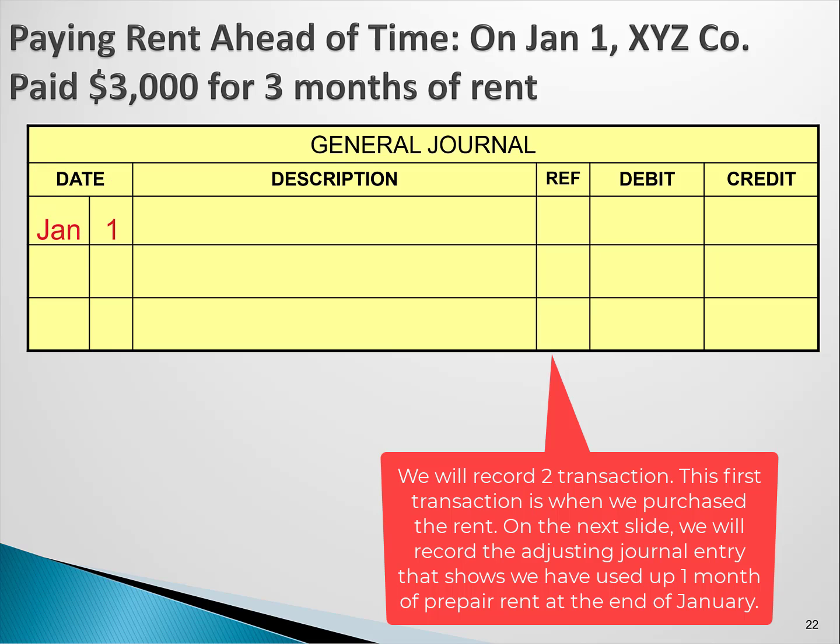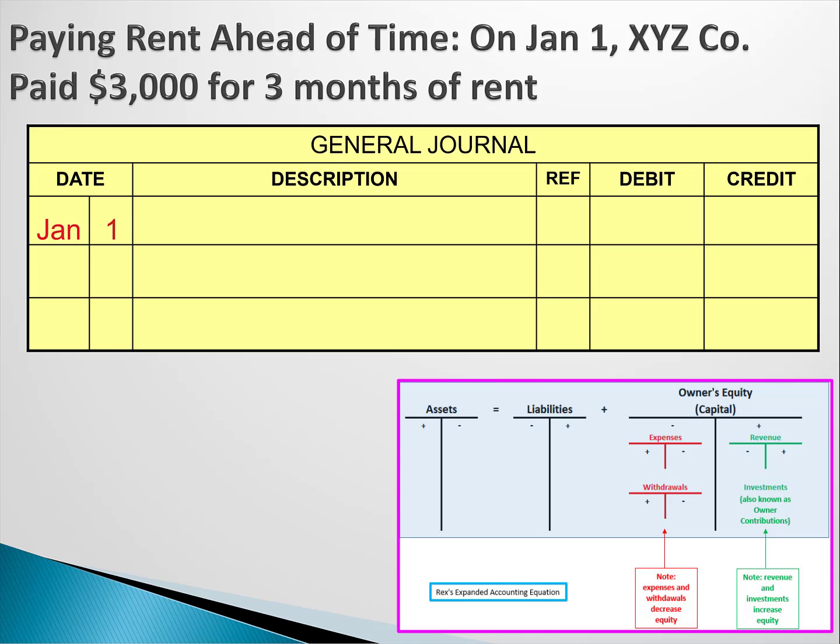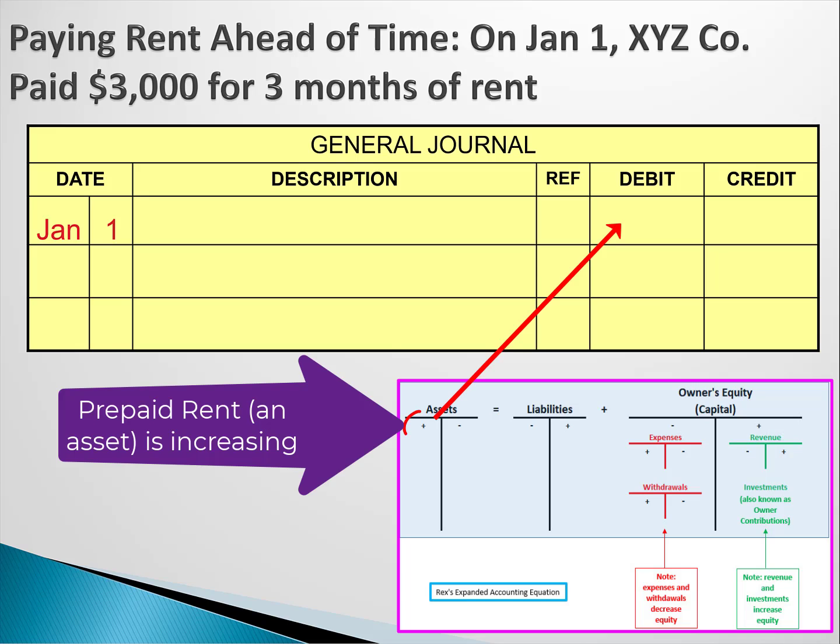So when we pay $3,000 for this prepaid rent, what is the debit account going to be? Well, because the rent is being prepaid, we have to use the asset account called prepaid rent. And is that asset account increasing or decreasing? It's increasing, so therefore we have to debit prepaid rent.